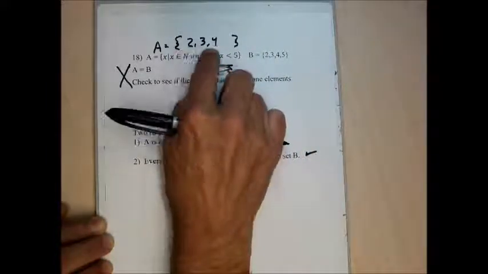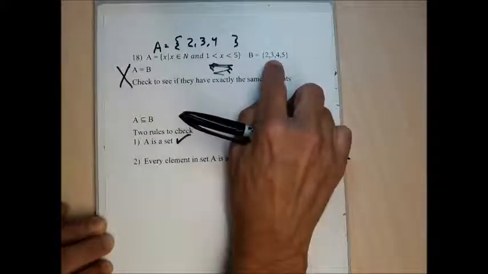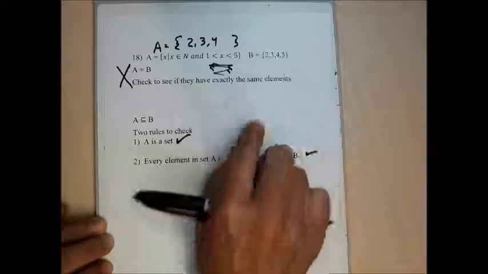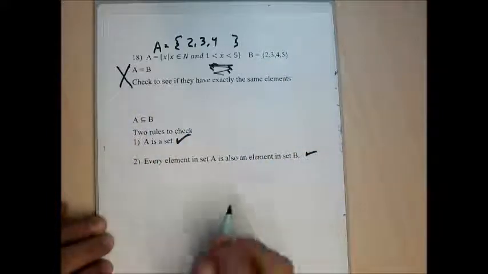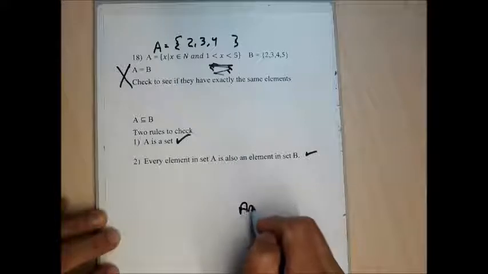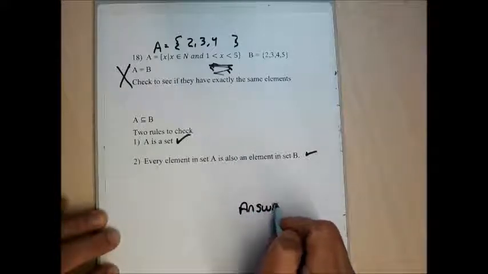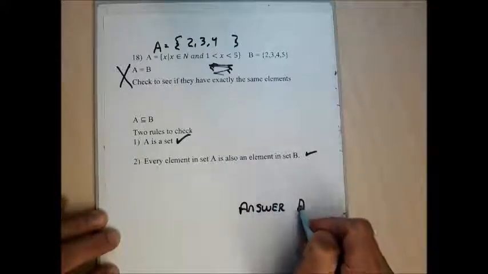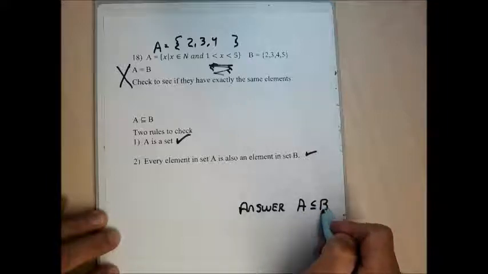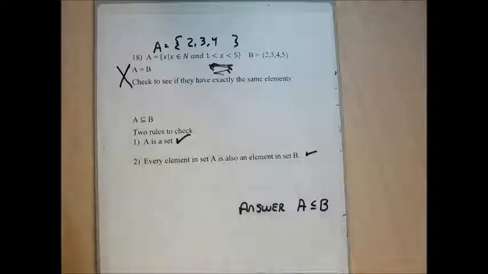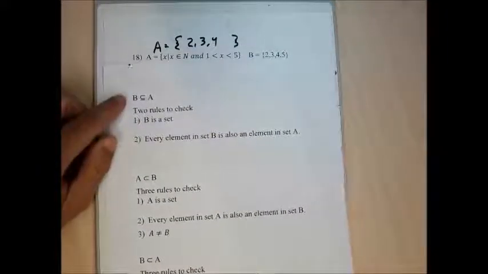Just as long as the 3 elements of A are also in B, that rule is satisfied. So this is satisfied, and part of my answer to question 18 is going to be A is a subset of B. I'm going to move on to see if B is a subset of A.